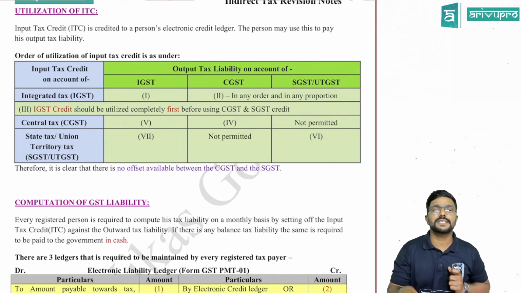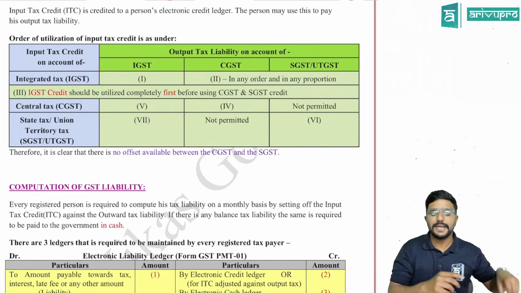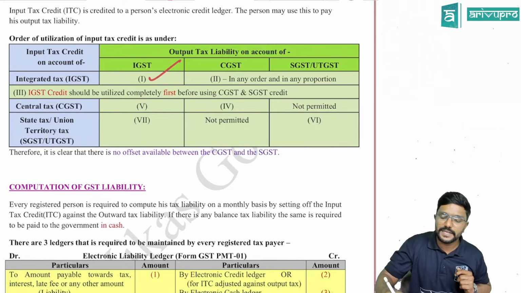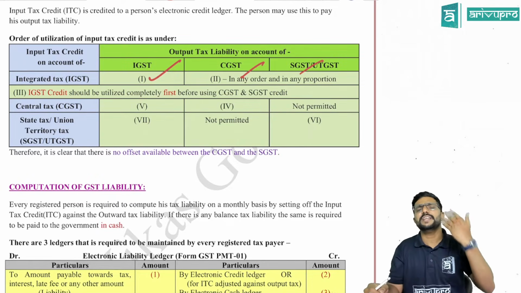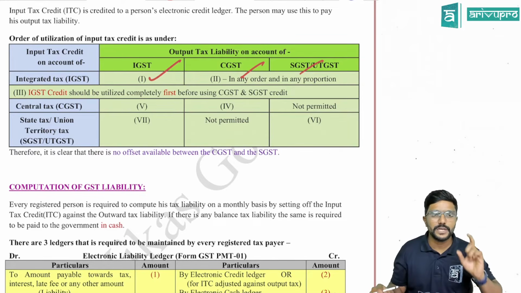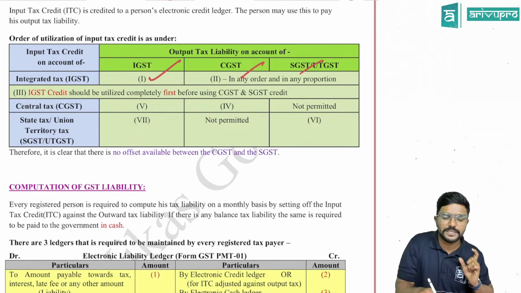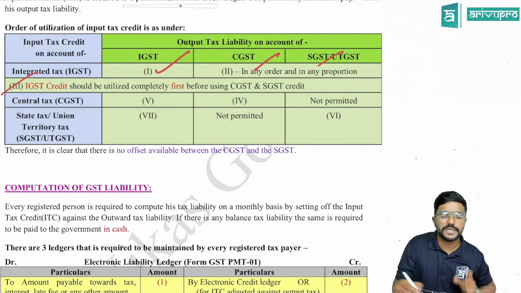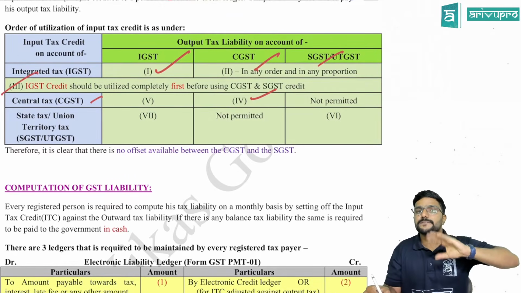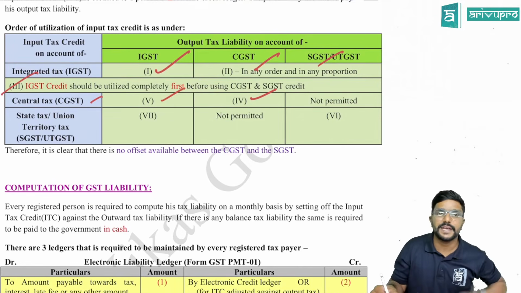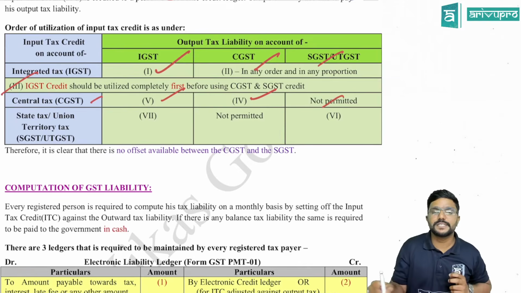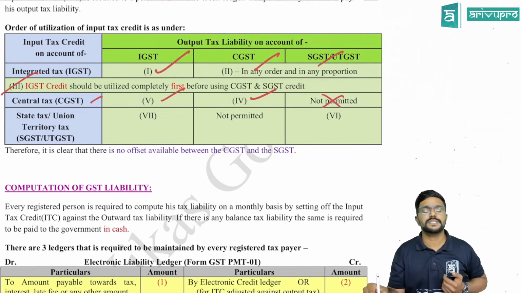First, always IGST credit has to be utilized first against IGST liability. If still some credit is pending, it can be adjusted either against CGST or SGST liability in any order, in any proportion, left to the recipient to decide. Then only when IGST credit is fully utilized, we will go and touch CGST credit. CGST credit will be first utilized against CGST liability. If still some amount is pending, it will be adjusted against IGST liability. CGST credit cannot be utilized against SGST liability or UTGST liability.